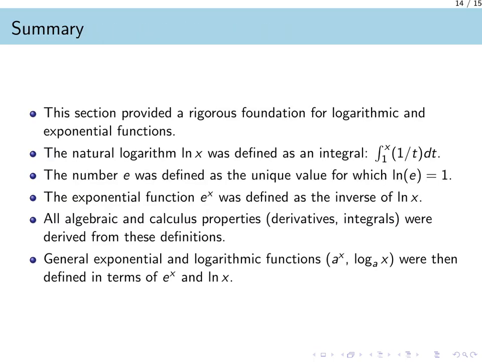To conclude, let us review the logical chain we use to rigorously define logarithmic and exponential functions from the ground up. We began by defining the natural logarithm of x as an integral, specifically as the area under the curve 1 over t, from t equals 1 to t equals x. Using this definition, we then identified the unique number e as the value that makes this specific area equal to exactly 1.